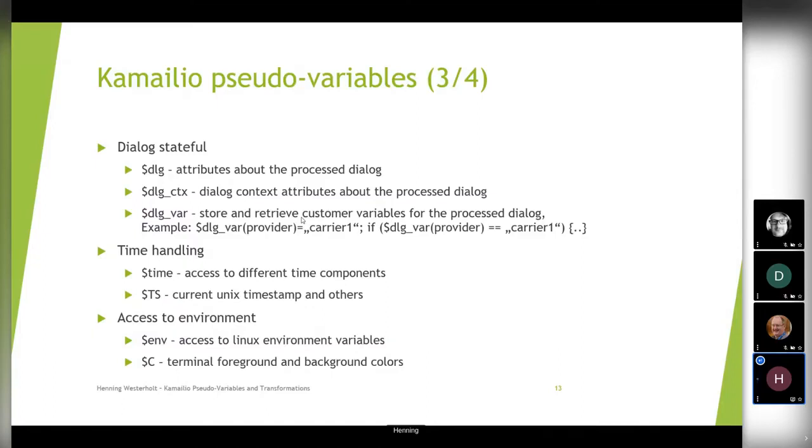There are different PVs related to time handling, to get a current timestamp or different current time. And you have also PVs that give you access to the environment. This is especially handy, for example, if you want to use something like Docker or Kubernetes, and a lot of variables need to be dynamically set. Sorry, and with this $env, you can access the Linux environment and, for example, get a server port or server name or stuff like this. This can be really handy.